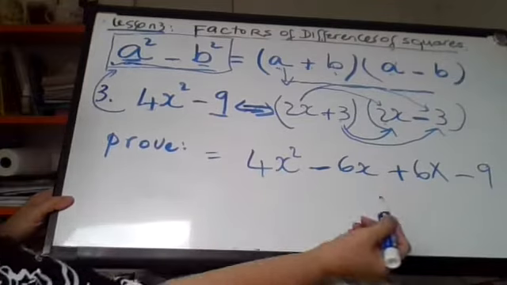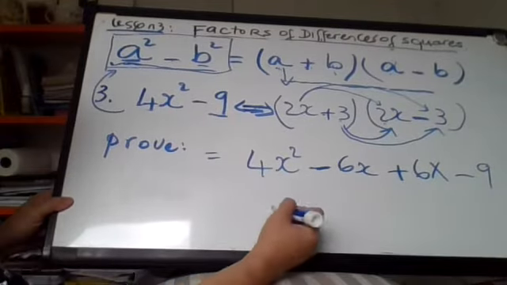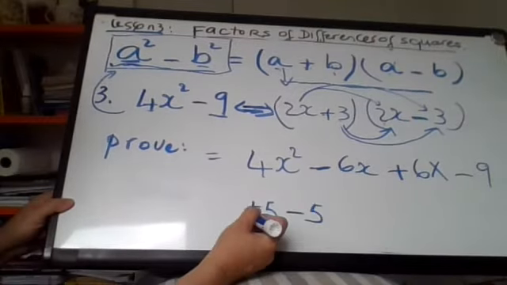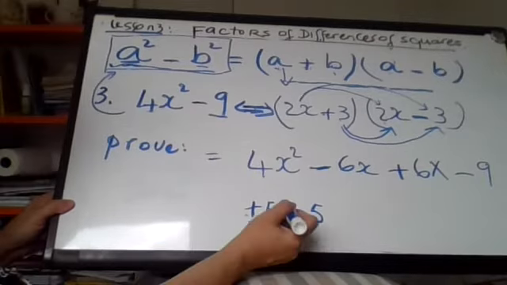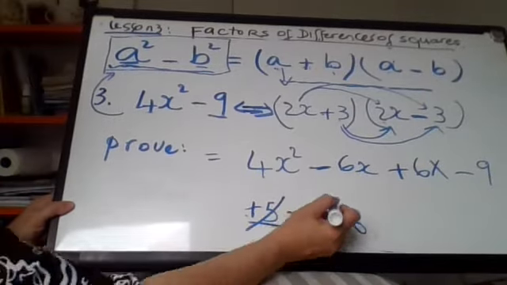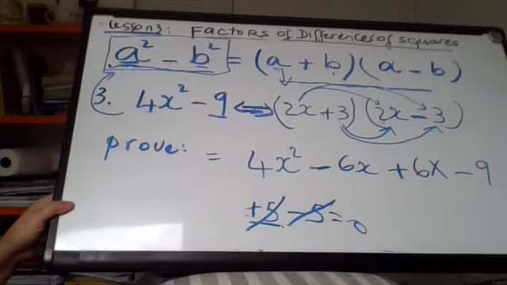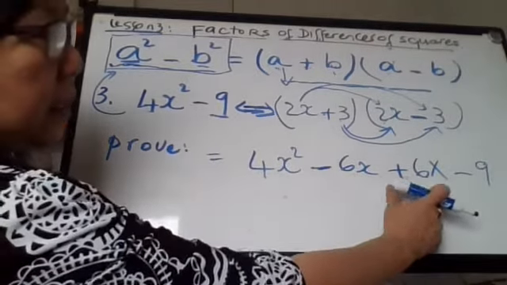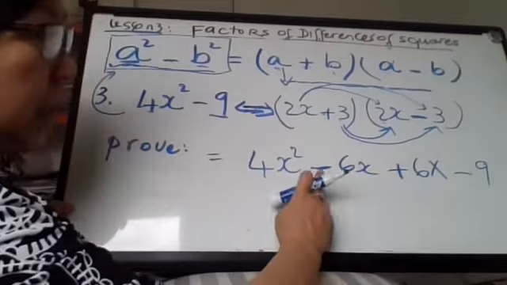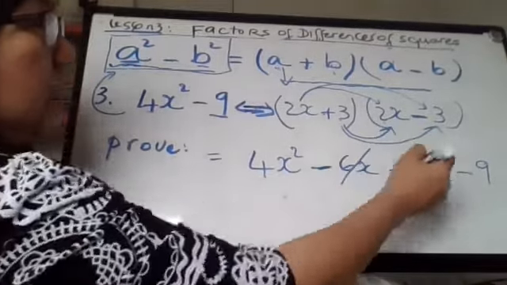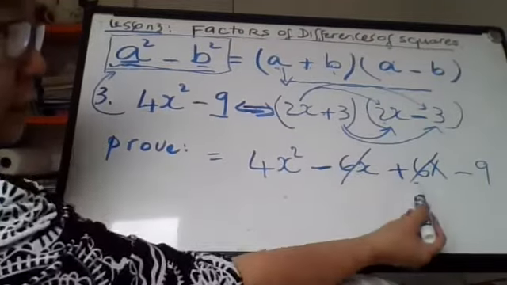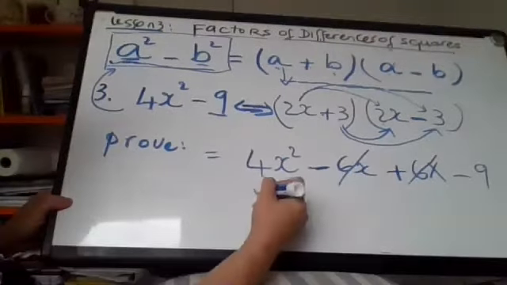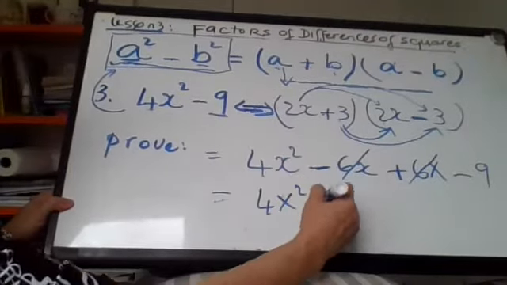Okay? Now, which ones can I cancel? Remember, if you gain $5 but you lose $5, one positive, one negative, exactly the same amount, it becomes 0, right? Basically, you can cross it out, cancel it, right? So the same thing here. 6x and 6x are exactly the same amount, right? One is negative, one is positive. They cancel out, right? You gain 6x, but you lose 6x. So at the end, you haven't lost or gained anything. So now your answer is just 4x squared minus 9.